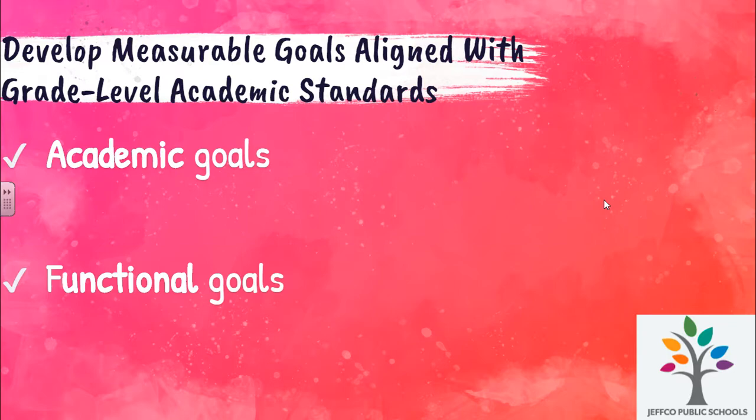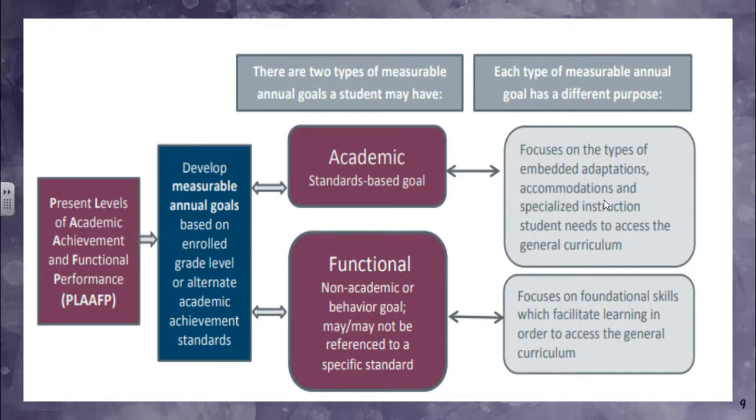And then functional goals may include skills that are supported by or taught within our related service providers, such as OT, PT, speech and language, or mental health. A related service goal can be linked to and support an academic goal. The expectation in Jeffco is that it does tie to a standard. And so there are academic standards, and then wellness standards are also located in Bridge to Curriculum. Something to note is that early childhood educators will work on both academic and functional goals.